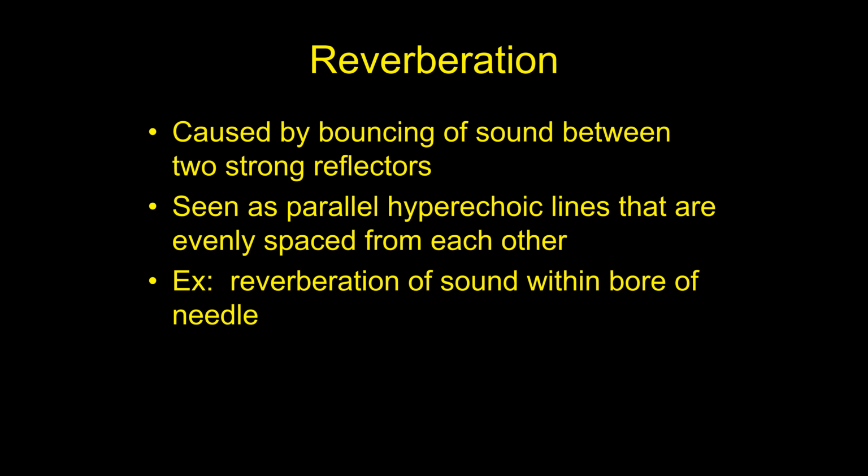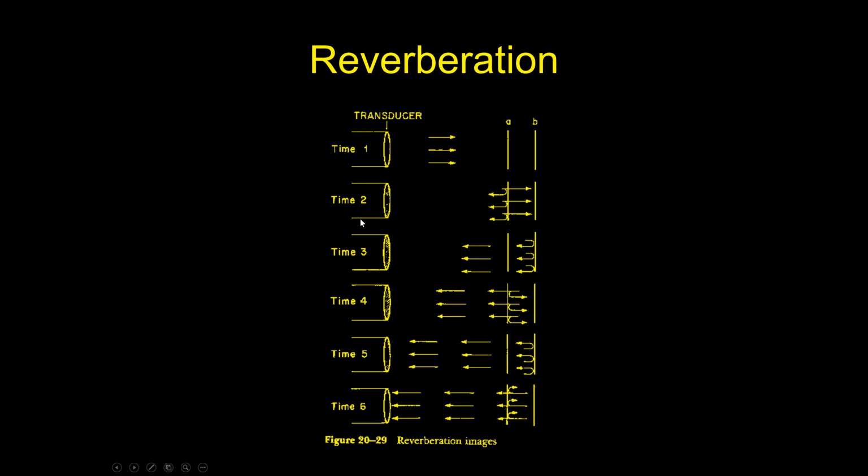Another artifact that we can talk about is called reverberation artifact. Let's look at a picture on this. So now let's say we have two interfaces that the sound wave can reflect off of: interface A, the capsule of the kidney, and a subcapsule, B. Here's my ultrasound probe, and I send out a volley of sound at time 1, and the length of the ultrasound, let's say, is represented by the length of these arrows.